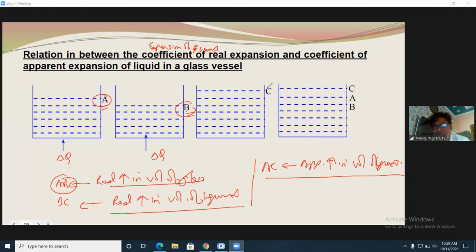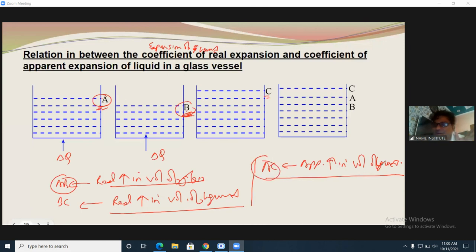Is it clear for all students in the class here? So actually milk is at A. Actually milk is at B, but we will observe it at A here. Now whenever heat is given to the milk, milk will boil. The level of the milk will change from B to C, and we will observe the milk level change from A to C. Observing means apparent. So AC is the apparent increase in volume of a liquid.